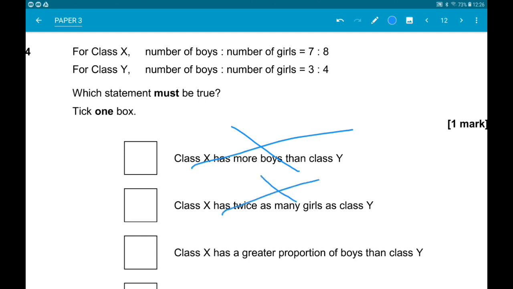Class X has a greater proportion of boys than class Y. So that's going to be okay. In class X, the proportion of boys is 7/15. In class Y, the proportion of boys is 3/7. So you can use your calculators to turn each of those into a decimal, and we would see the one for class X is bigger. So that is our guide.